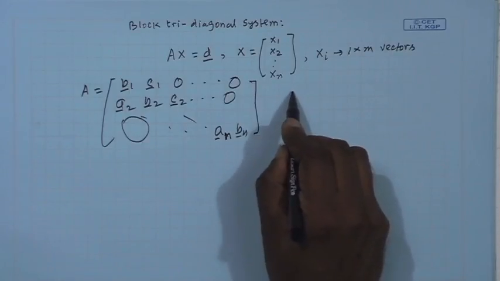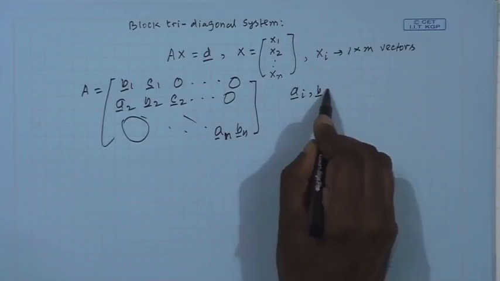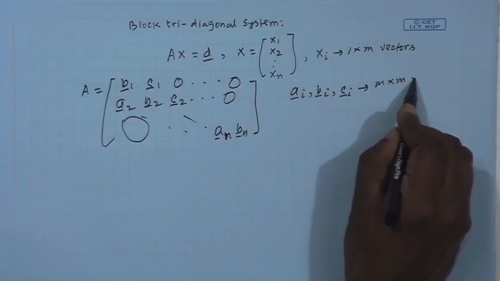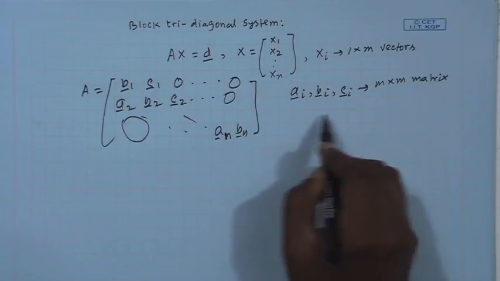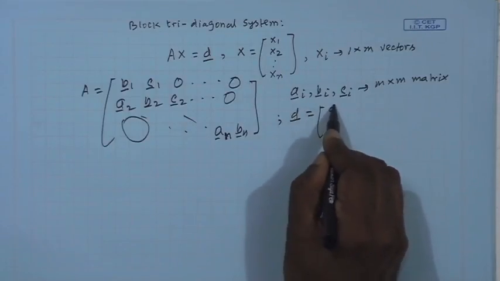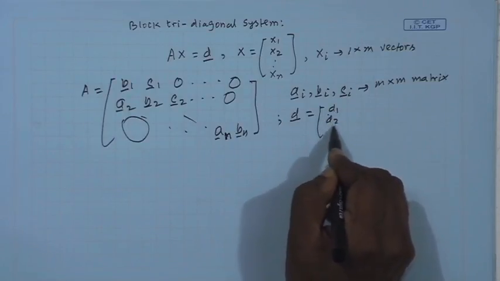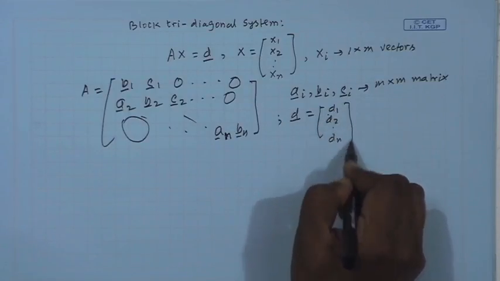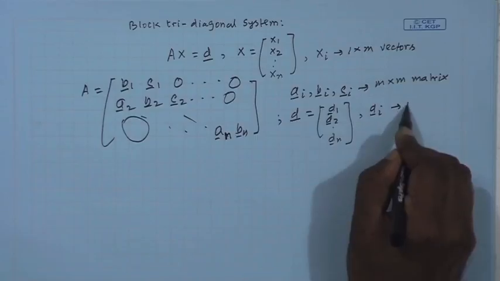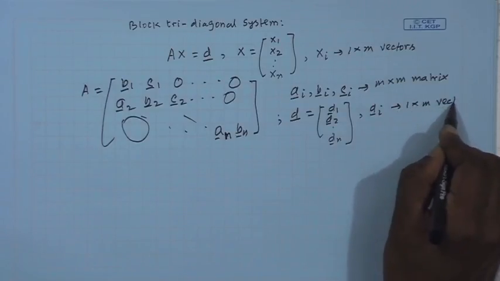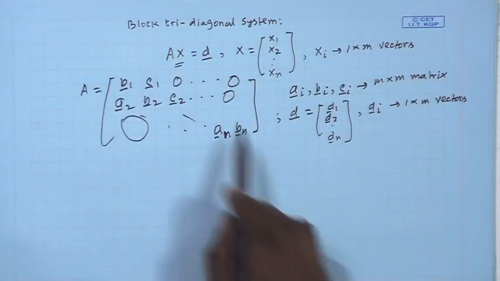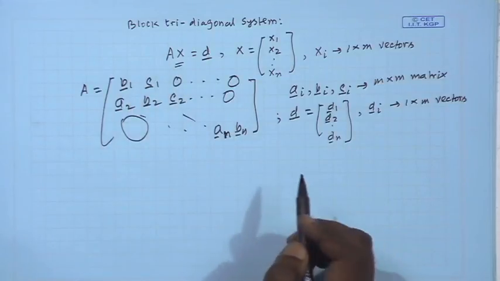Each of these Ai, Bi, Ci are M cross M matrices, and the known vector D is of the form D1, D2, ..., Dn, where each Di is a 1 cross M vector. So, what we need is to solve for x, where x satisfies this block tridiagonal system.